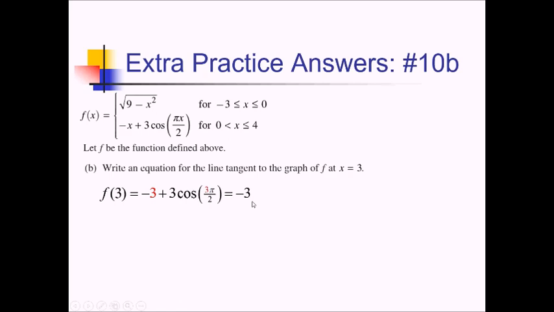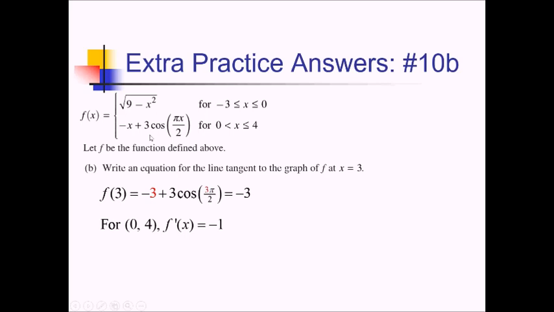Now we also have to figure out the slope, which is going to be f prime of 3. Fortunately, 3 is not a border value, so I can just take the derivative of this second rule here without worrying about differentiability or things like that. So f prime of x, that's going to be negative 1. So this is just for 0 to 4 now. So we have negative 1.